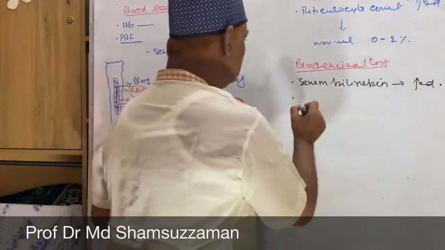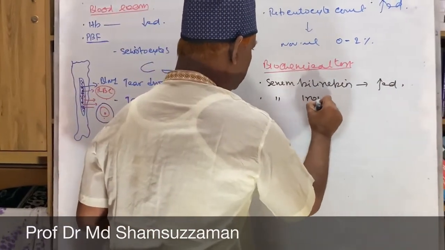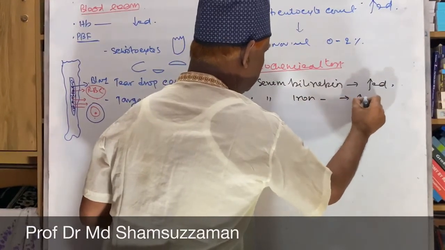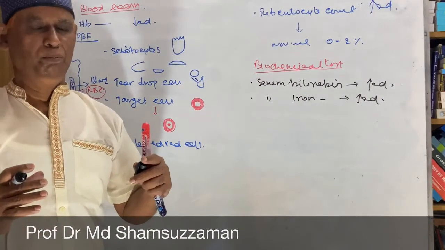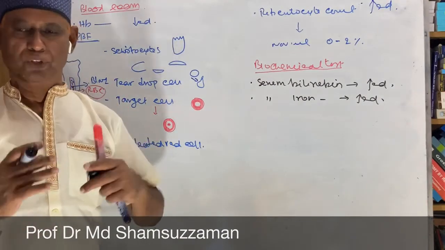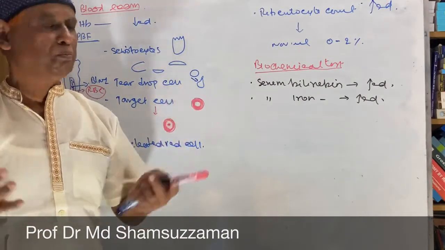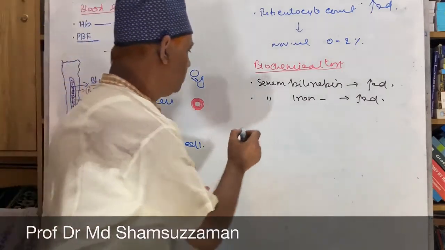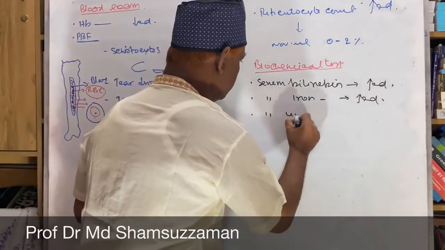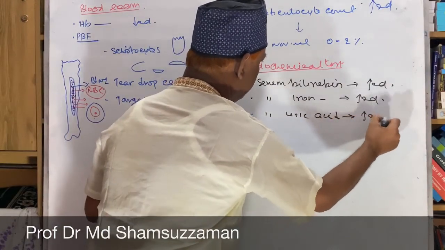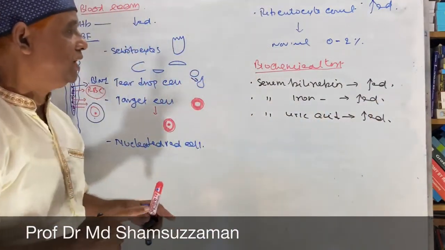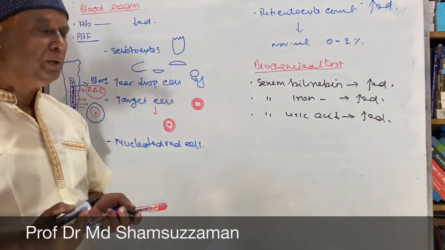We have to do serum iron. It is elevated because from the hemolyzed RBC, iron comes out and it increases the plasma level of iron. Serum uric acid. It is elevated as there is a rapid turnover of cells, so there is increased uric acid.